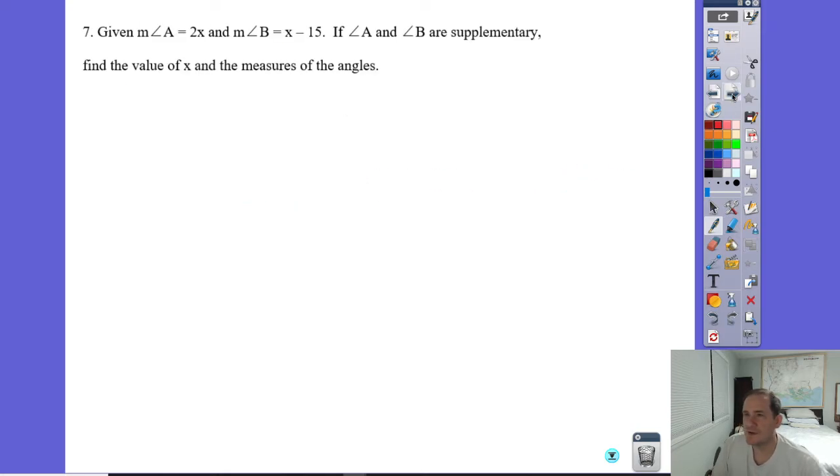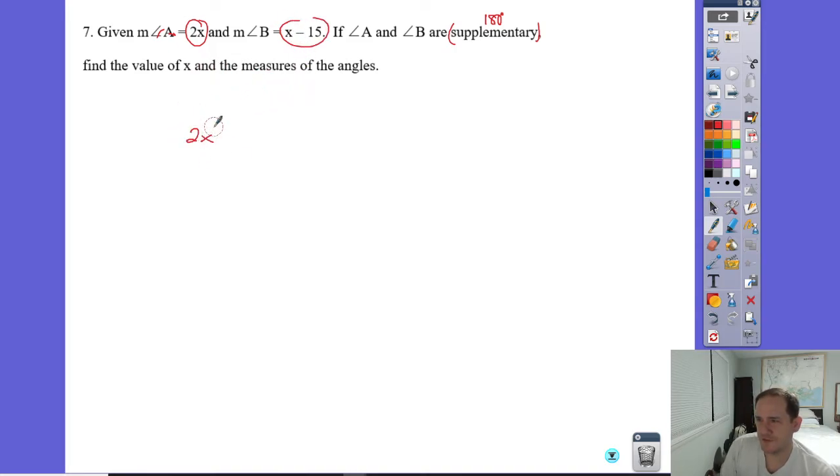Moving on to 7. 7's going to start throwing some algebra at you. So as long as you read the question and see this keyword of supplementary, supplementary means they add up to 180, right? So it says given angle A and angle B are supplementary. Well, we'll take A and B. We'll take those algebraic expressions.